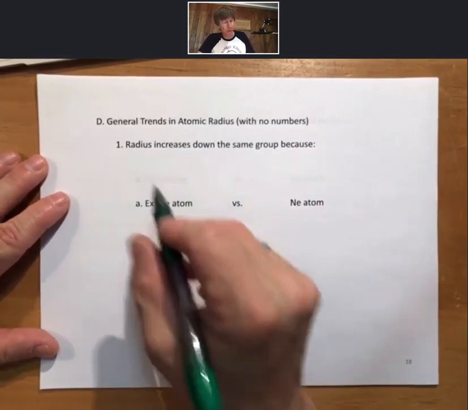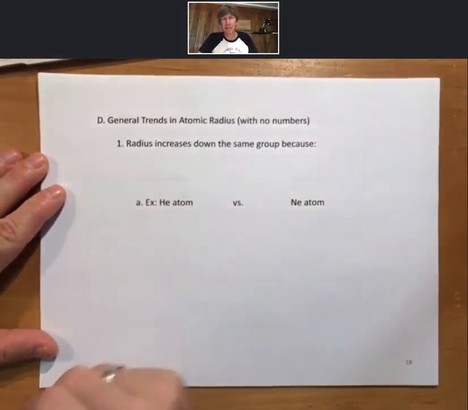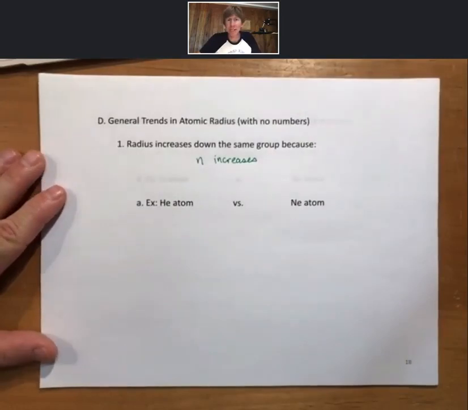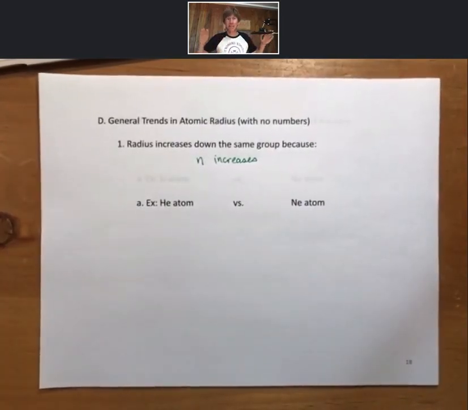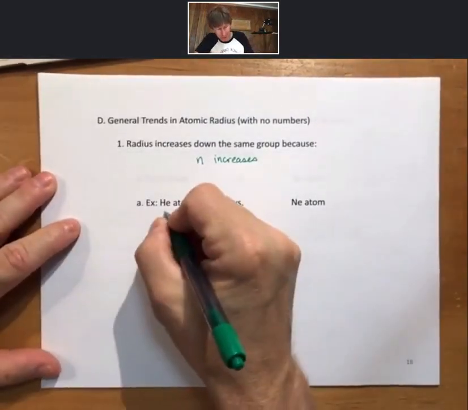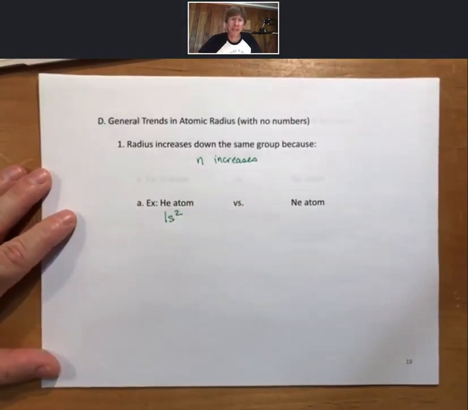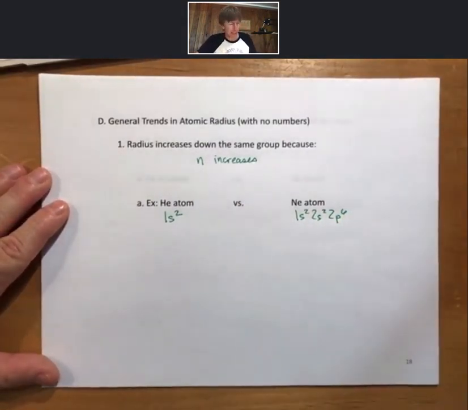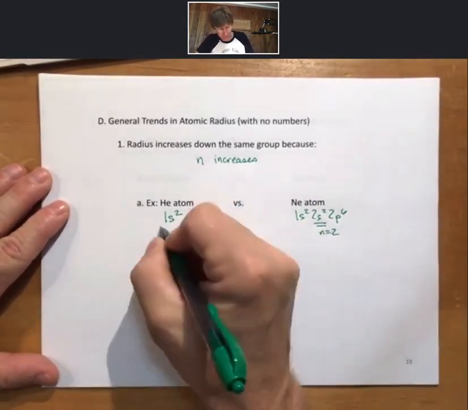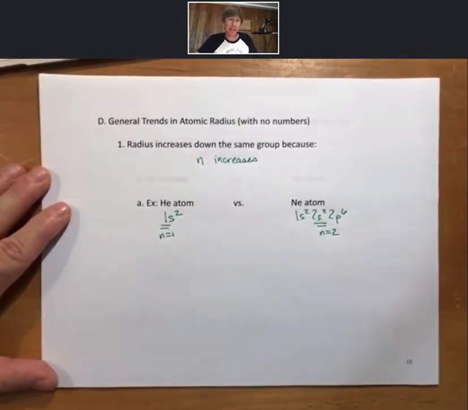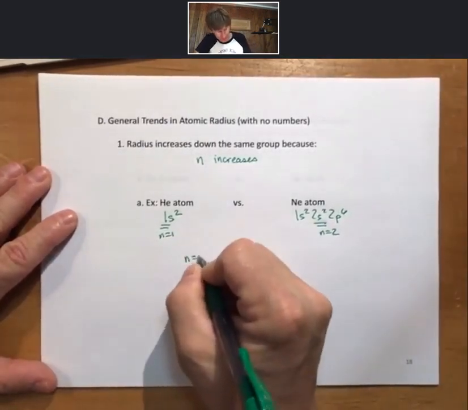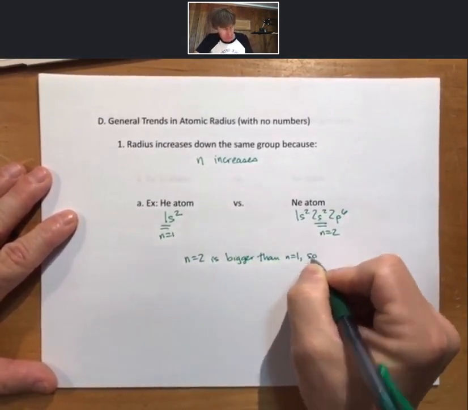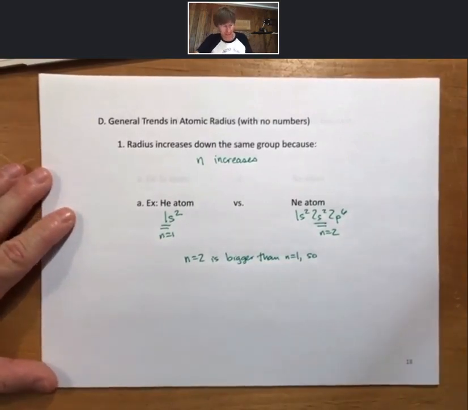Radius increases down the same group because N increases. And as we've seen in previous lecture outlines, as N increases, the size of the atom increases. So if we look at helium with an electron configuration of 1s2 and neon with 1s2, 2s2, 2p6, N equals 1 and N equals 2, and N equals 2 is bigger than N equals 1. So, neon is bigger than helium.